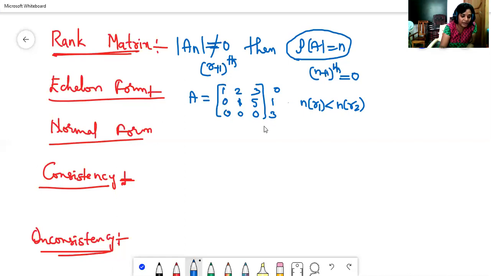It is the third one. The number of zeros before the first non-zero element in a row is less than the number of such zeros in the next row. That is the condition. Okay. Simply, we can say that echelon form is nothing but we can reduce to an upper triangular matrix.